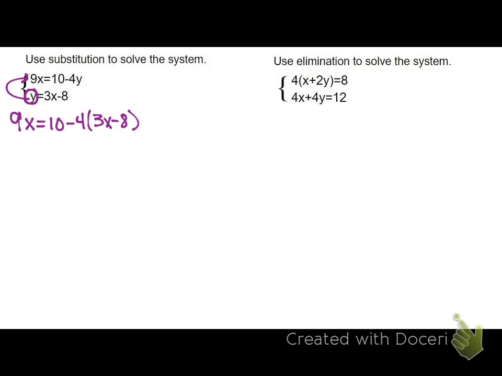And I'm ready to solve. When I solve this equation, what's the first step I need to do? Distribute. That's right. And once I distribute, I get negative 12, 12x. Good. Keep going.